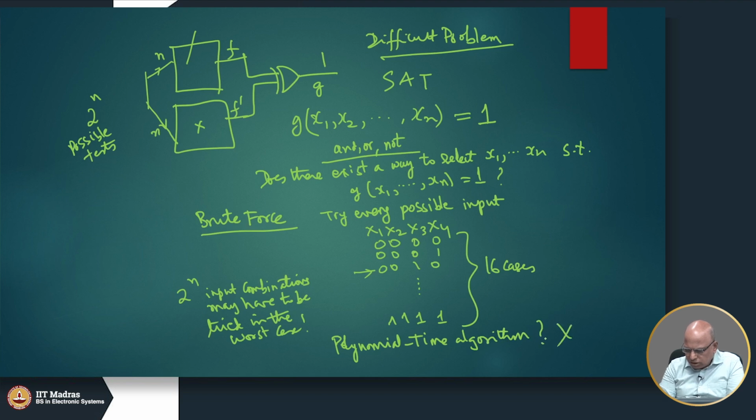Okay. We do not have a polynomial. What does it mean? See, in computer science, there are problems like sorting. If you want to sort n numbers, there are algorithms which will do it in order n square time. That means the runtime of the algorithm is proportional to n square, or it could be proportional to n log n.